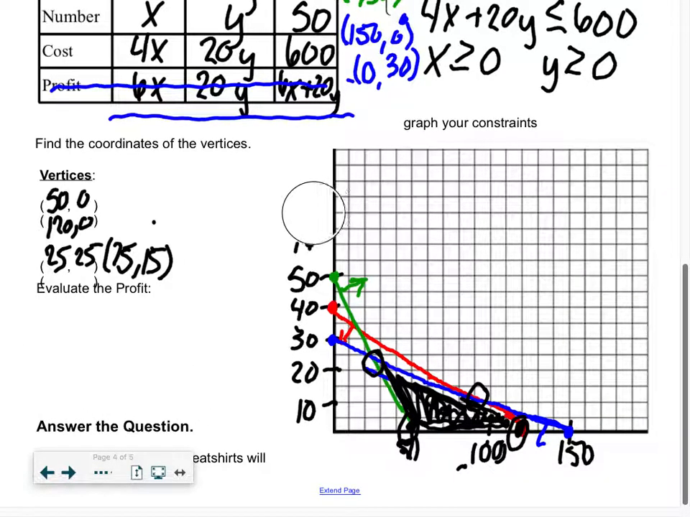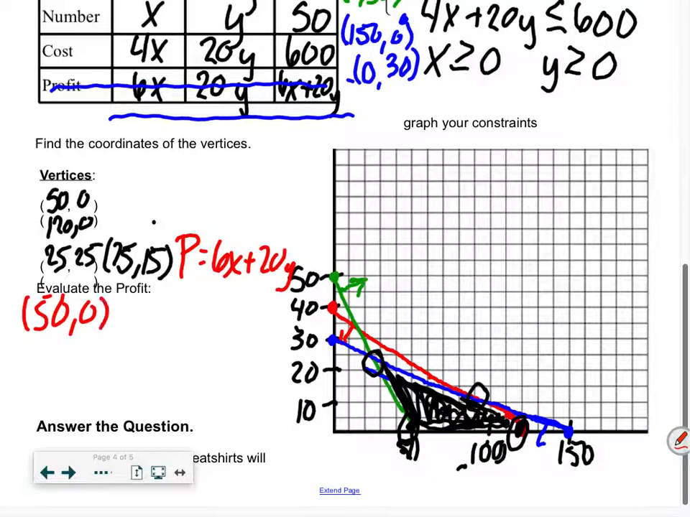Now all we've got to do is evaluate our profit. For reference, my profit equation again was 6x plus 20y. So plug all these points in. At 50, 0, we have no more room. Our profit, 6 times 50, gives me 300.